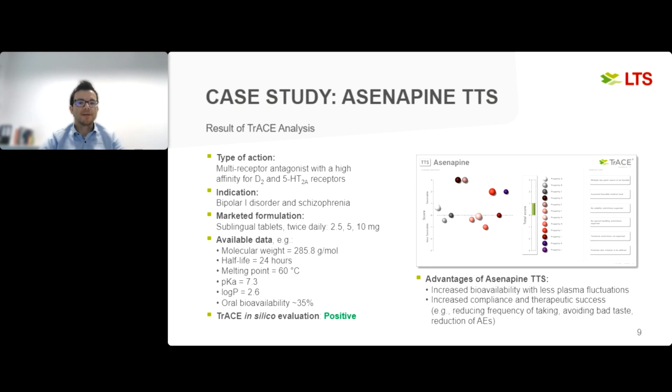First of all, the trace analysis of azanapine to predict the transdermal permeability. Every aspect you can see here in this bullet point, like type of action or the indication, molecular weight, log P, or even the advantage of such a system, the so-called medical need, are visualized in the trace analysis here as spheres with individual weightings. And in summary, we collect all these spheres and weightings and bring them into a total trace score.